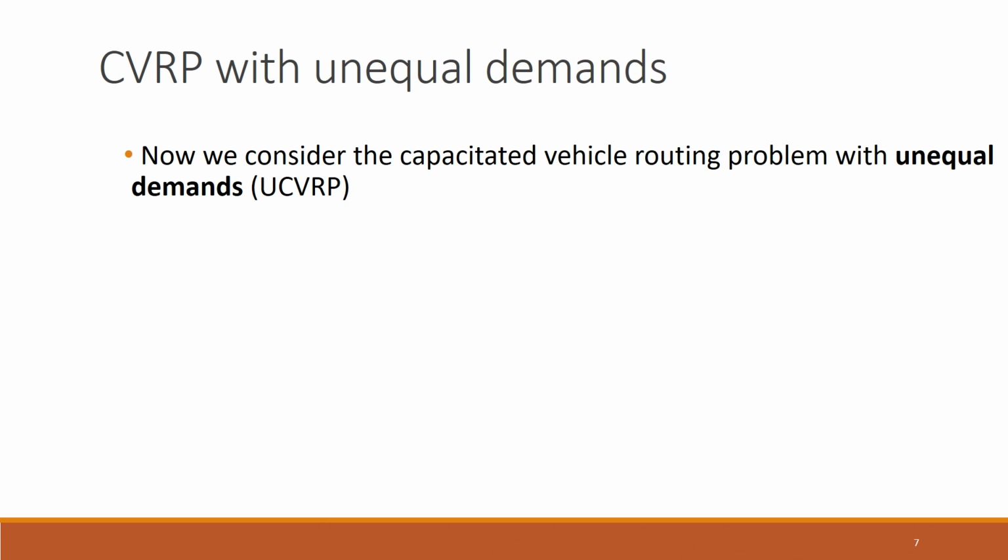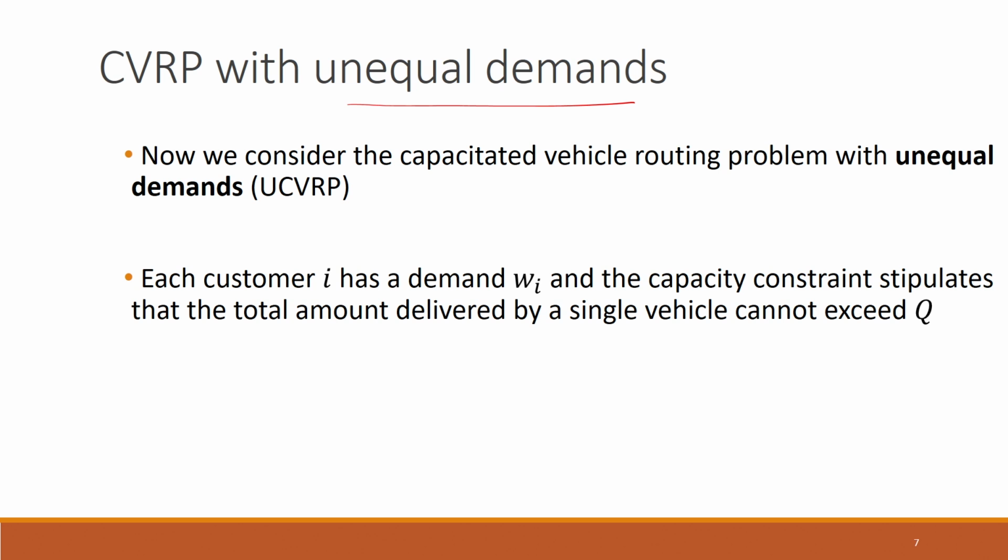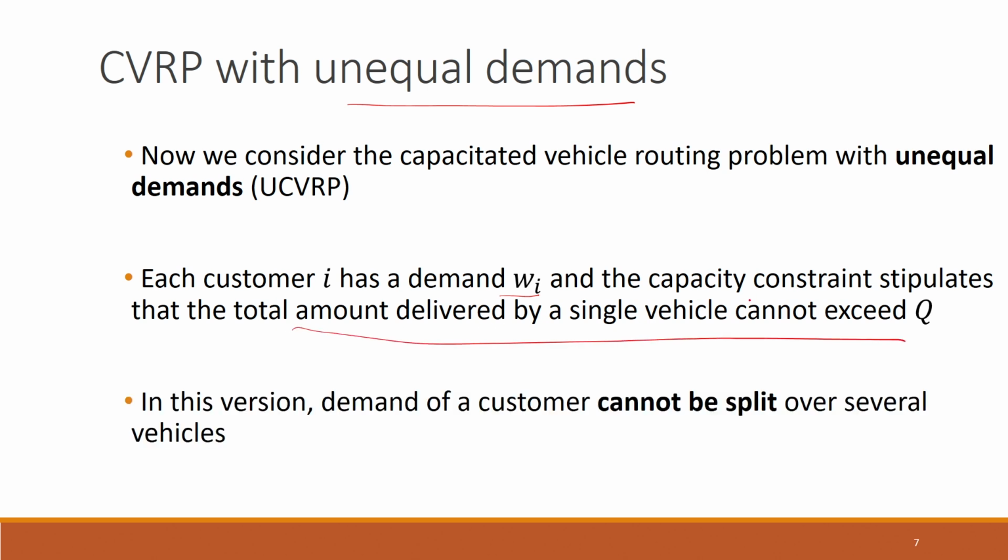Okay. Now we will be considering another version of this capacitated vehicle routing problem, which we call capacitated vehicle routing problem with unequal demands here. In short, it is called UCVRP. So, here U is for unequal. So, the difference with the ECVRP that we had seen is that each customer I now has a demand WI of the products it is asking, and here the constraint is that the total amount that is delivered by a single vehicle cannot exceed Q, and in this version the demand of a customer cannot be split. This is the main thing, okay, over several vehicles.